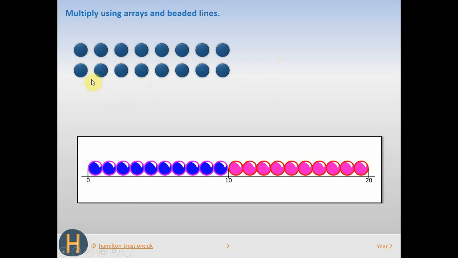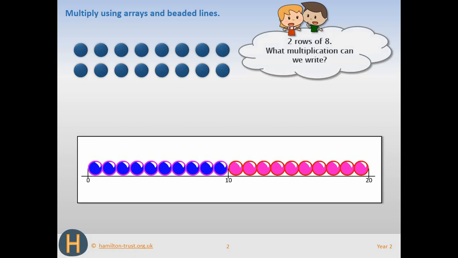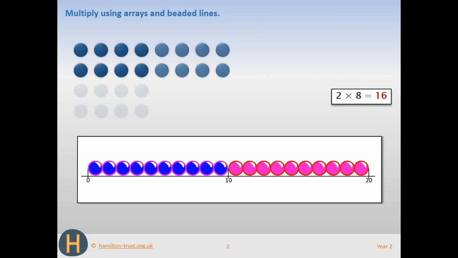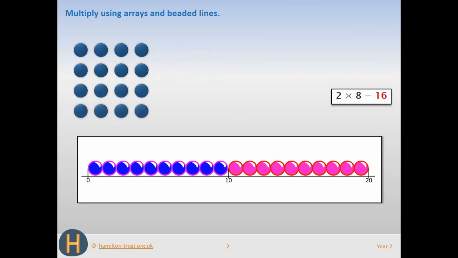I could count in my 2s. 2, 4, 6, 8, 10, 12, 14, 16. Or I could do it on a number line. 2, 4, 6, 8, 10, 12, 14, 16. How many rows in this array? And how many in each row? 2 rows of 8. 2 times 8 is 16. 2 rows of 8 equals 16 altogether. 2 times 8 equals 16.